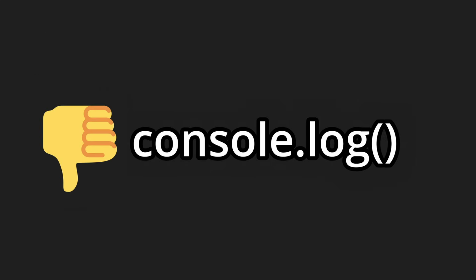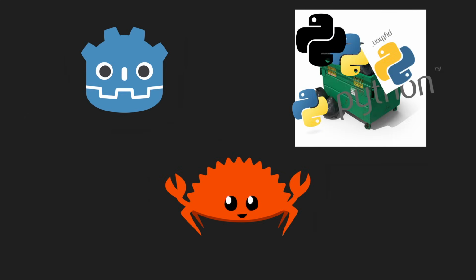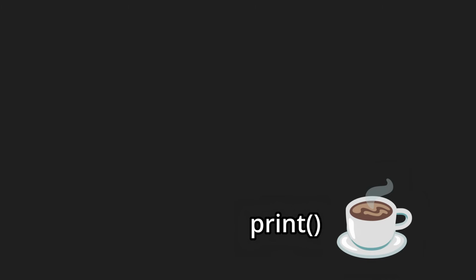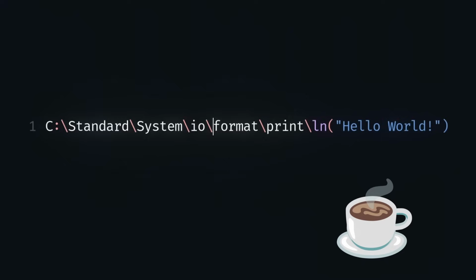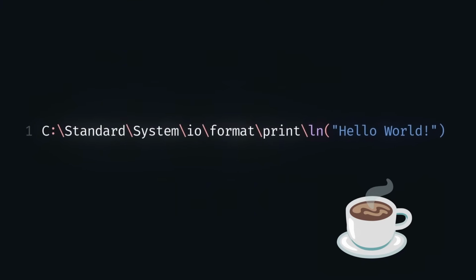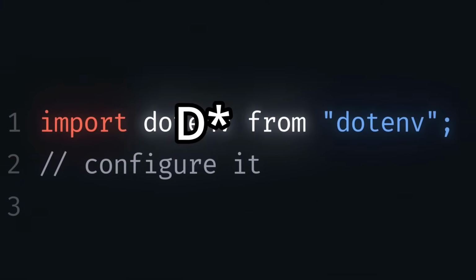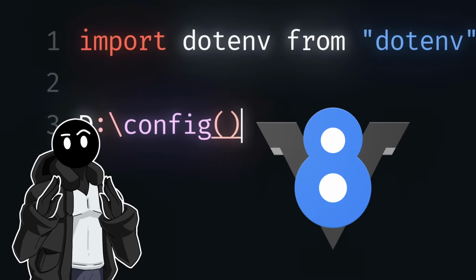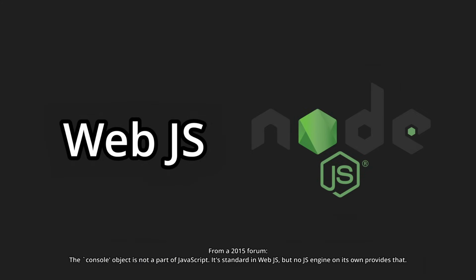Now, I absolutely hate console.log. Every other language I use day to day calls their printing function print or some other variant like println. To counter this, in Cappuccino you can print by doing standard system input output format println. Why, that's just too simple. Instead, in Cappuccino you can now access object properties like this. So for example, if you want to import the dotenv module and configure it, you can do it like this. Also, fun fact, the V8 engine, which runs JavaScript, doesn't have console.log. It's implemented by other runtimes.